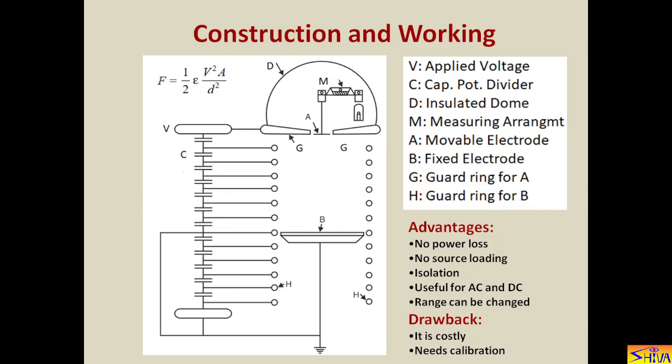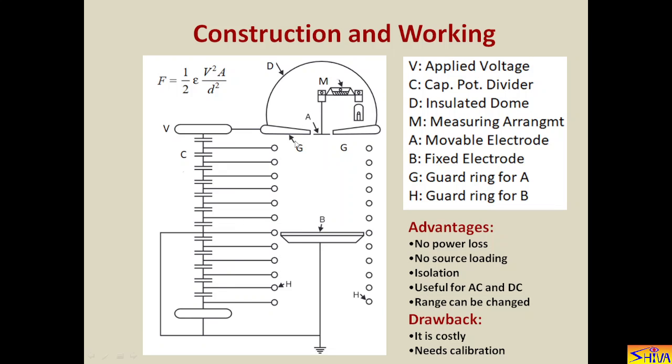Now there should not be any electromagnetic interference, because the measurement is delicate. It is due to the generated electric field due to this voltage. So external effect of electric field, that is electromagnetic interference, should be avoided. Therefore, we are using this insulated dome. Inside this insulated dome, there is movable plate as well as measuring arrangement. This is measuring arrangement that may consist of counterbalance or counterweight or measurement of force on the spring.